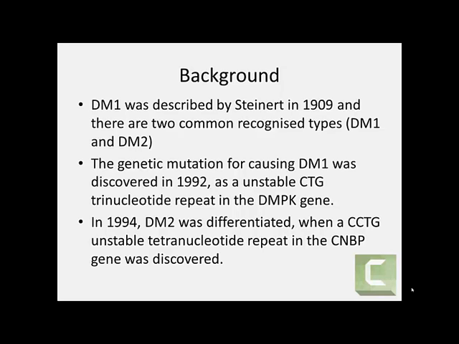In 1994, a second type of myotonic dystrophy was differentiated from DM1 as being a milder form and being caused by a tetranucleotide repeat within the CNBP gene, again leading to an altered version of mRNA being formed.